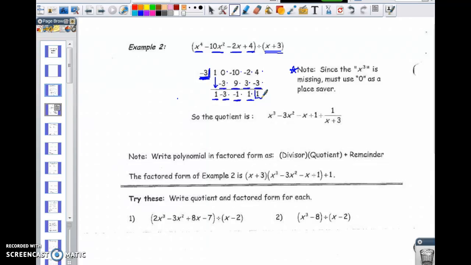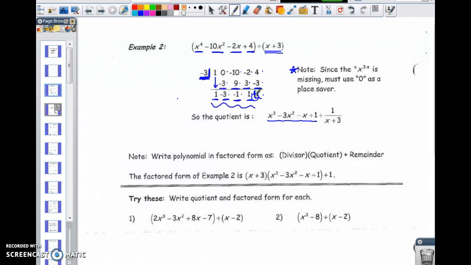Okay, so my quotient is this stuff here. Remember, it is 1 degree less. If we started with an x to the 4th, we're going to wind up with an x cubed. So I have 1x cubed minus 3x squared minus x plus 1. And that's where that comes from. Now I do wind up having that remainder there of 1.